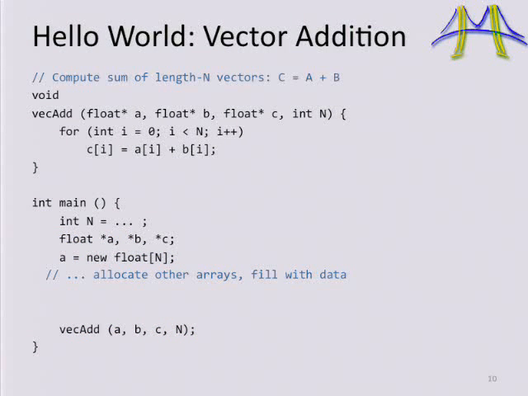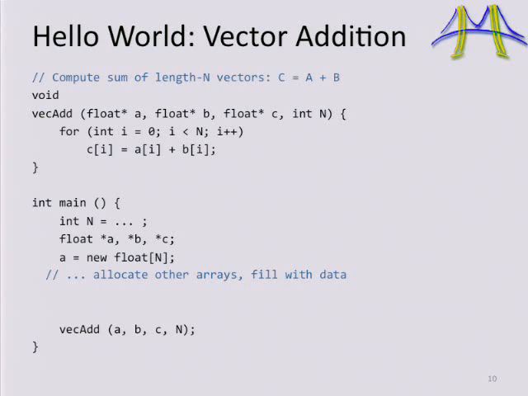So time for hello world. In parallel computing, hello world means something trivial done on vectors. So here is a C program that implements vector addition. We just take every element of two vectors A and B, and we add them up and write them into the corresponding element of C.